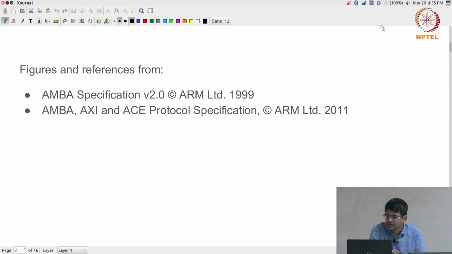or try to streamline certain kinds of operations. These two documents are freely available from the ARM website. You can download them and look at them. I will also put them onto the Moodle so that you can take a look, but most of the figures that I have used here are directly from one of these two documents.